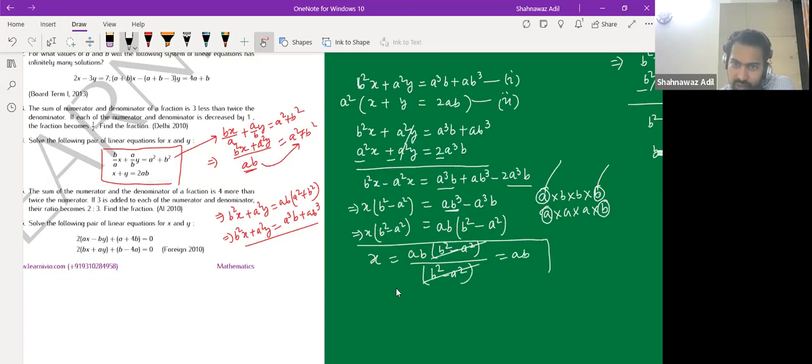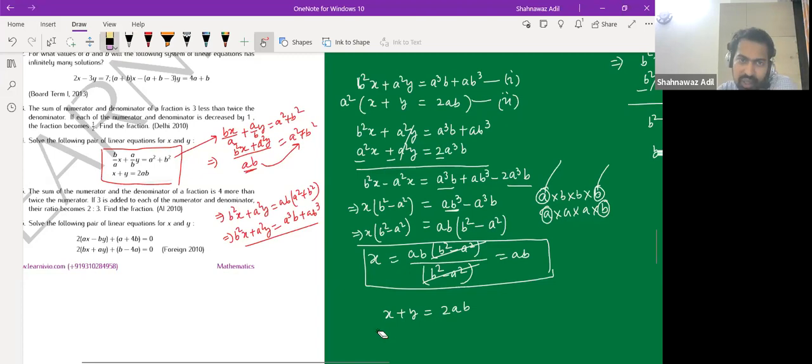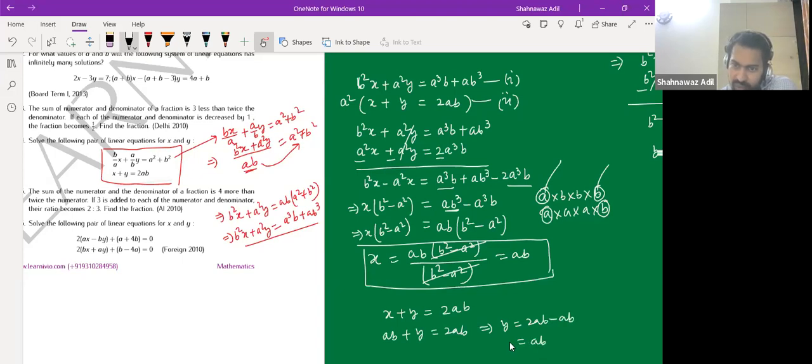Is this clear to you? Yes. Now we had x plus y, which was 2a. So x would be how much? We know x is equal to ab, right? So y and then 2a. So y would be 2ab minus ab. This is b. So x is ab and y is b. These are the two answers.